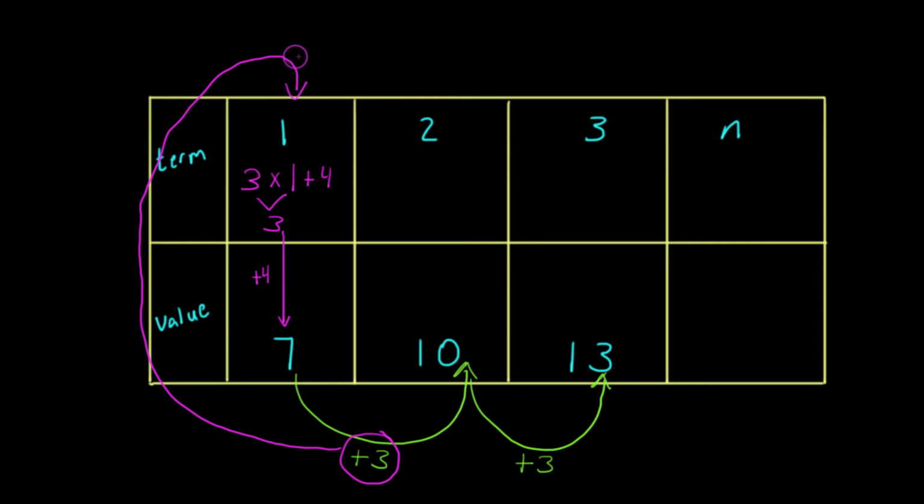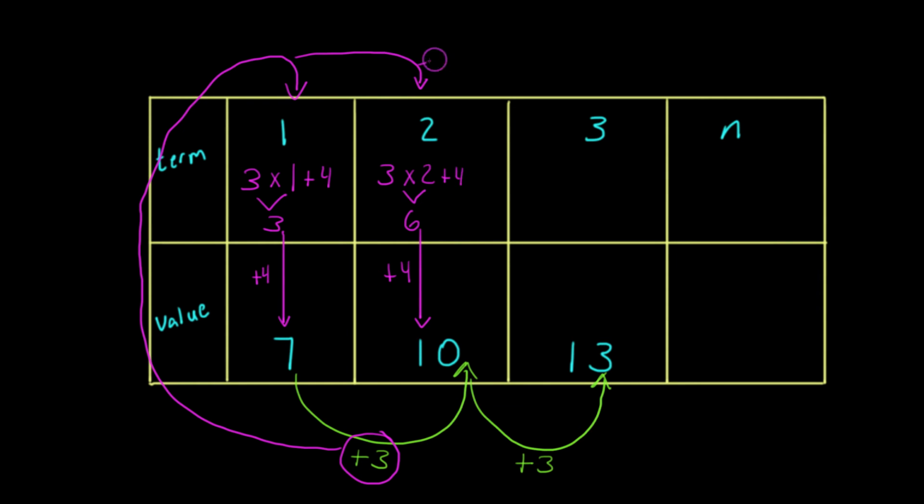Let's carry this arrow over to the next cell, or the second term here. I'm going to take 3 and I'm going to multiply by 2. So 3 times 2 will give me a value of 6. So how do I get from 6 to 10? I've got to add 4. So let's add 4 to this expression.